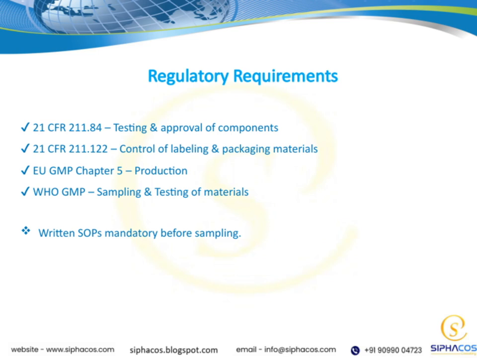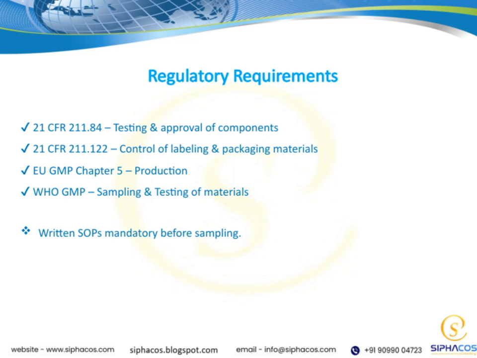Next, 21 CFR 211.122 deals with the control of labeling and packaging materials. Proper control here helps us avoid mix-ups or contamination, ensuring that the right labels and packaging are used for the correct products. Moving on, the EU GMP Chapter 5 on production emphasizes the importance of maintaining strict controls during manufacturing, including cleanliness, process validation, and personnel hygiene. These standards help us produce safe, effective products that meet international quality expectations.